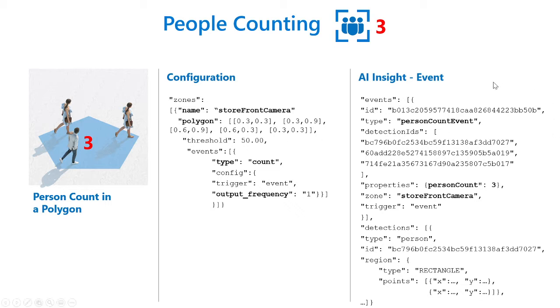To the right, we have the sample JSON for the AI insight emitted by the container. The type of event is person count. Notice that we provide a reference to the polygon, the same name that you set in the configuration, in this case store front camera. We provide the person count, in this case 3. And for each person, we also provide the rectangle of where in the frame the person has been detected.